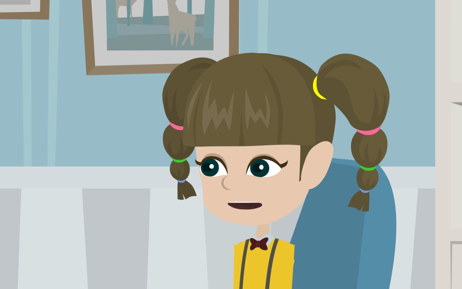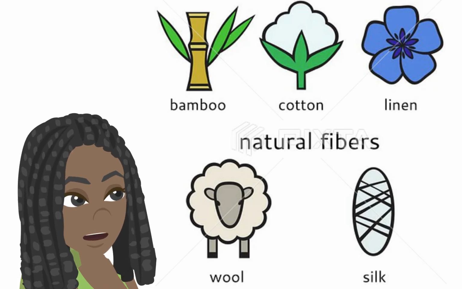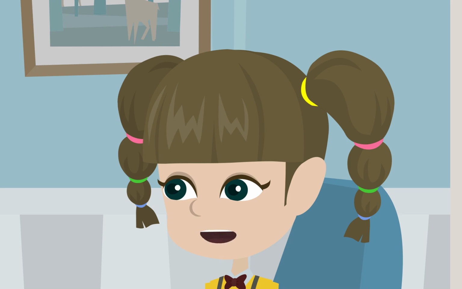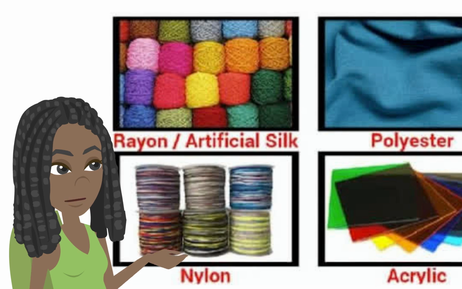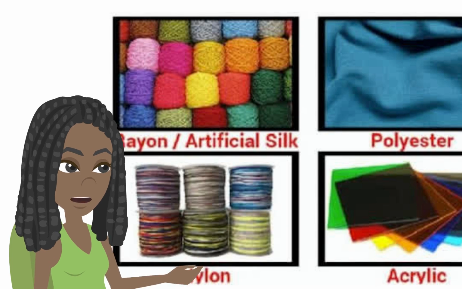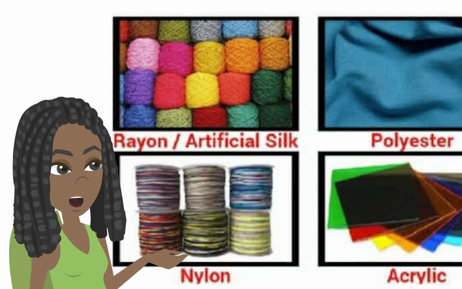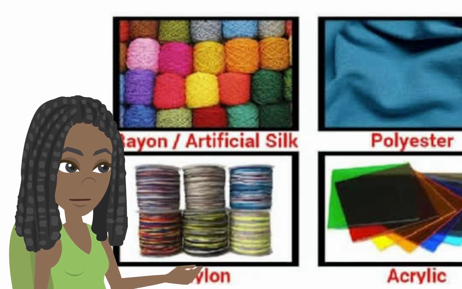What are some examples of natural fibers? Natural fibers like cotton, wool, and silk are obtained from plants and animals. And what about artificial or synthetic fibers? Synthetic fibers, on the other hand, are made by humans. They are created from chemical substances that form long chains called polymers.